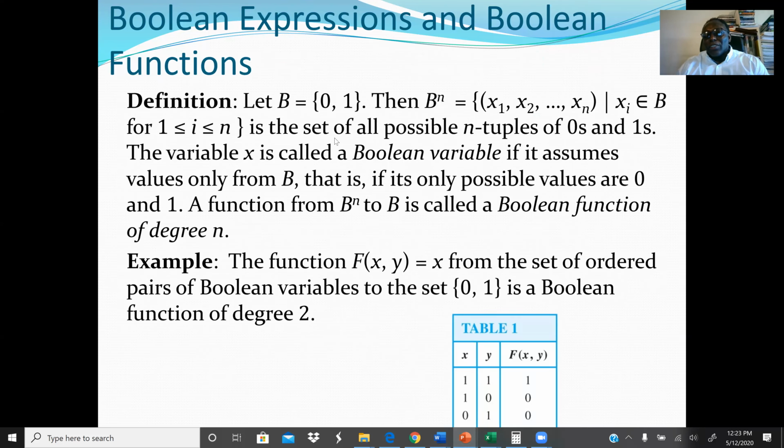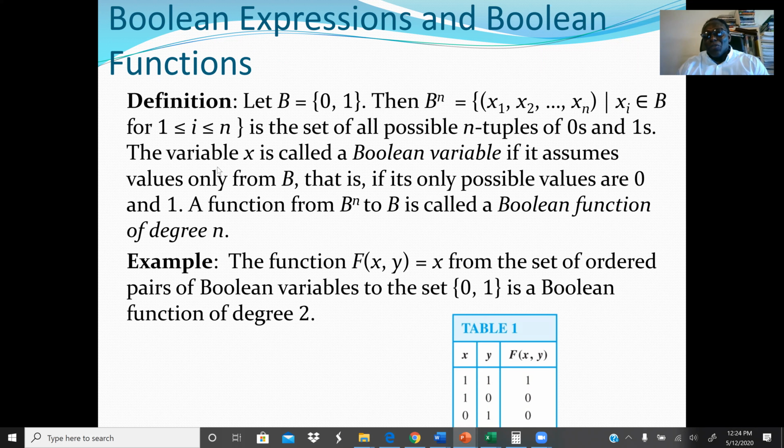So here we say B^n is the set of all possible n-tuples, and these variables can only be zeros and ones. Here we say let B be the set {0, 1}. B to the power n will be (s1 all the way to sn), where s1 to sn, which we represent as si, belongs to B for i from 1 to n. It is the set of all possible n-tuples of zeros and ones.